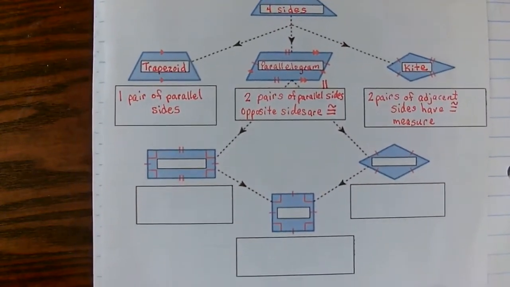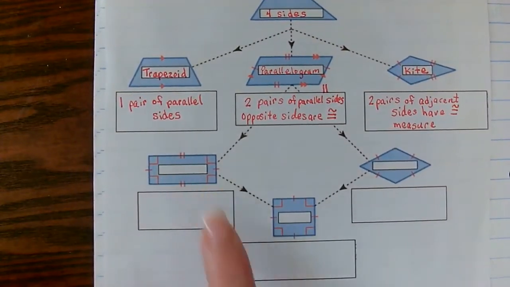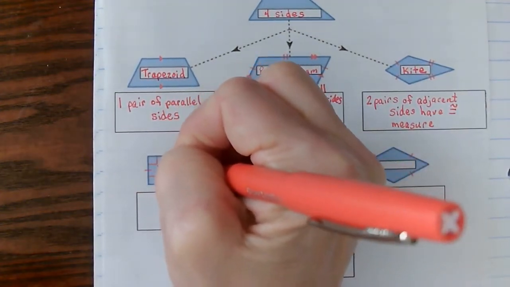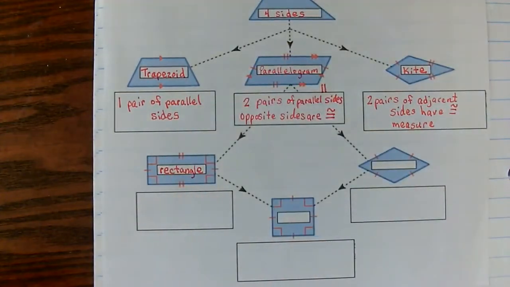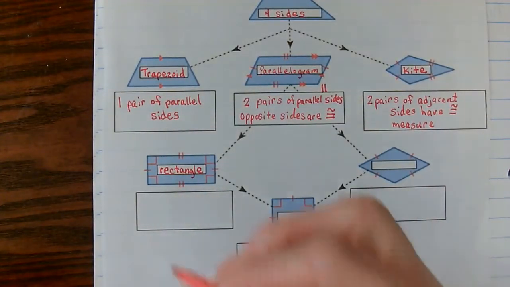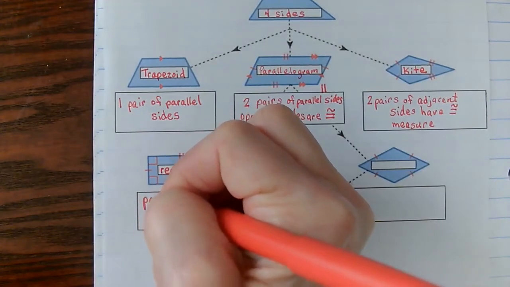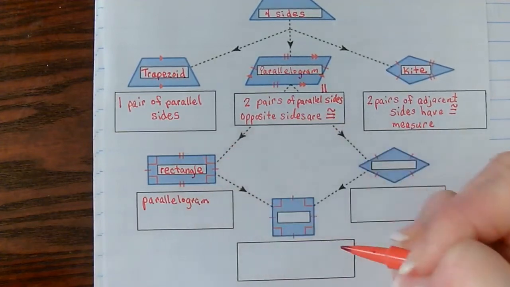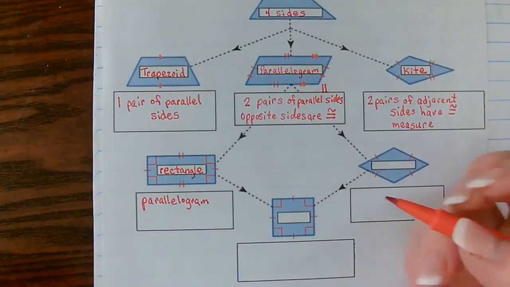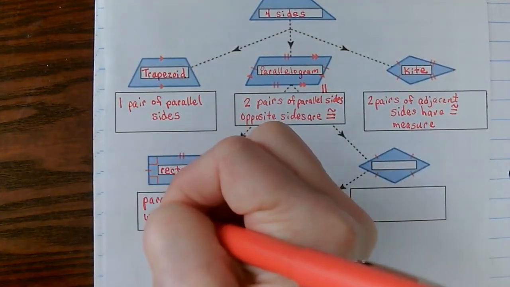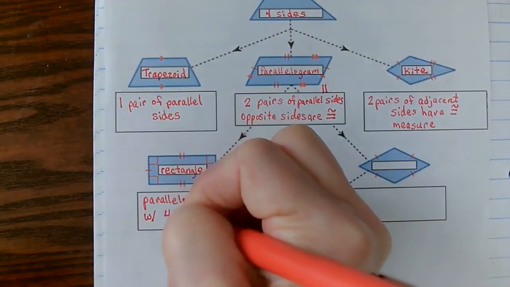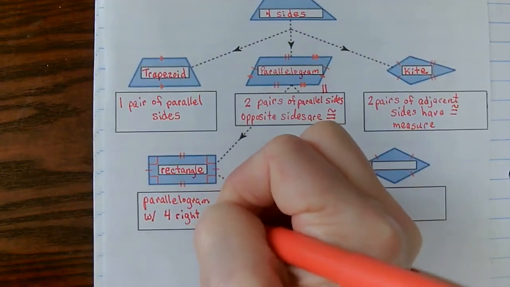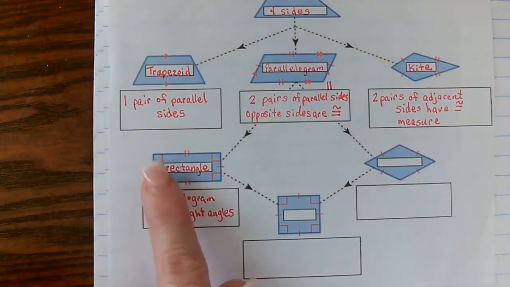Let's move on down to this one, which you're very familiar with. This is the rectangle. And the rectangle is a parallelogram with four right angles. And you see that by the boxes that are in each corner.